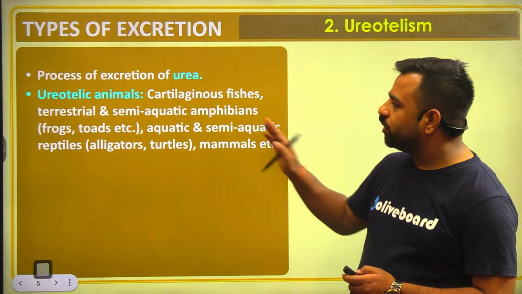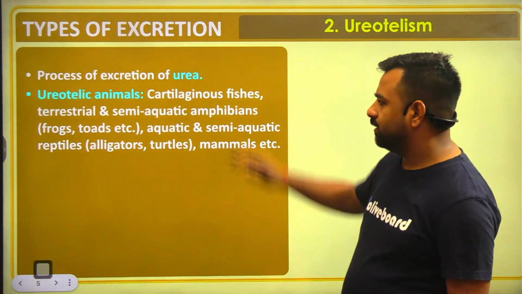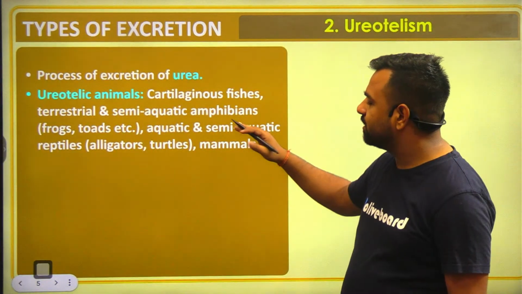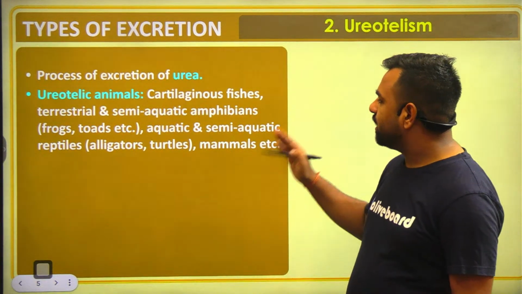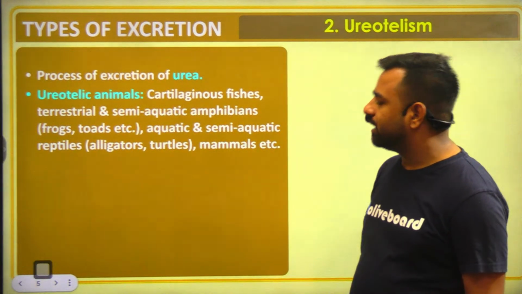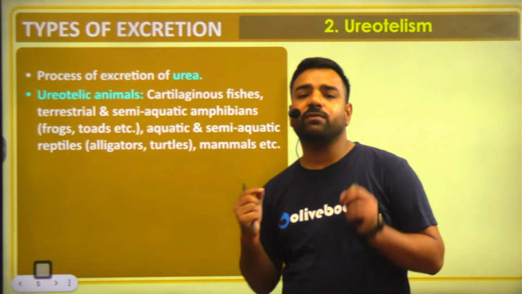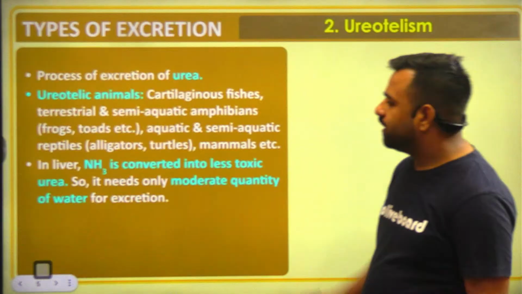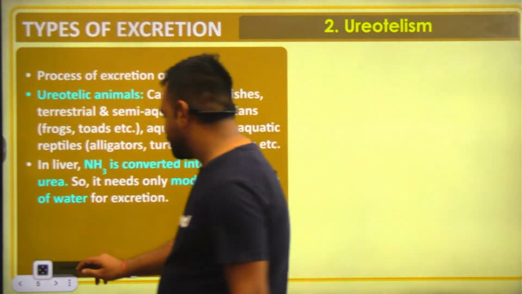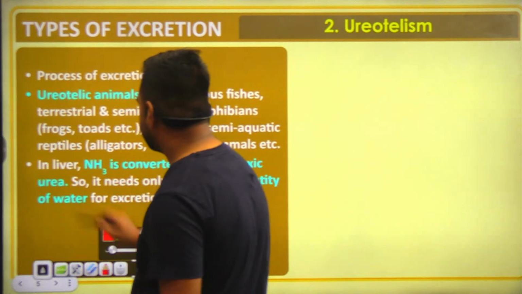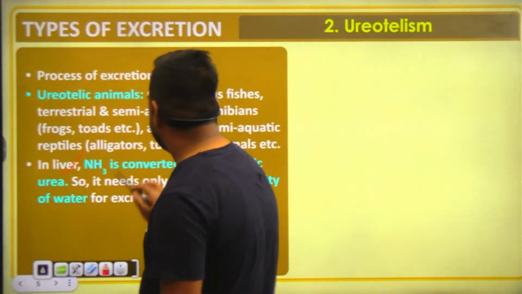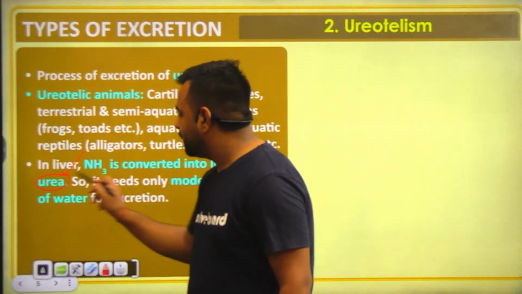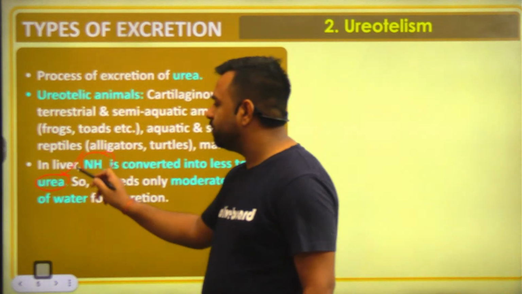Ureotelic animals include cartilaginous fishes, terrestrial and semi-aquatic animals like amphibians. We talk about frogs and all, aquatic and semi-aquatic reptiles, and the most important thing, mammals, because we all are in the category of mammal only. Now in liver, as discussed, this is the important point. In liver, ammonia is converted into the less toxic urea. So within our body, this ammonia is converted into urea with the help of liver.